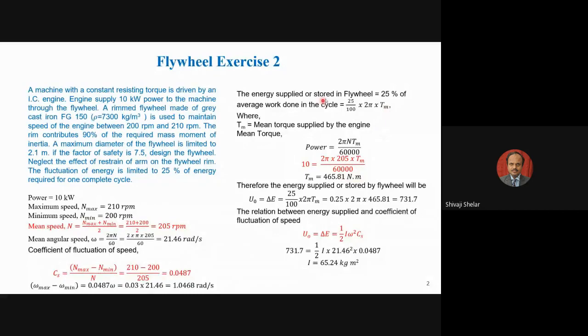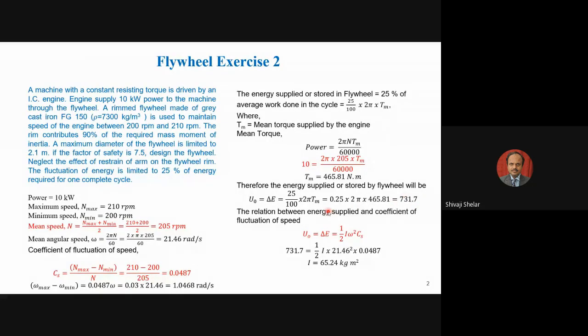So this value we can use to determine the fluctuation in the energy supplied by our flywheel. Therefore, the energy stored by the flywheel will be U naught, that is delta E, equal to 25% of 2 pi Tm. Tm here is 465.81 Newton meter, so we get this value in joules. The amount of energy to be stored or supplied by the flywheel is 731.7 joules.